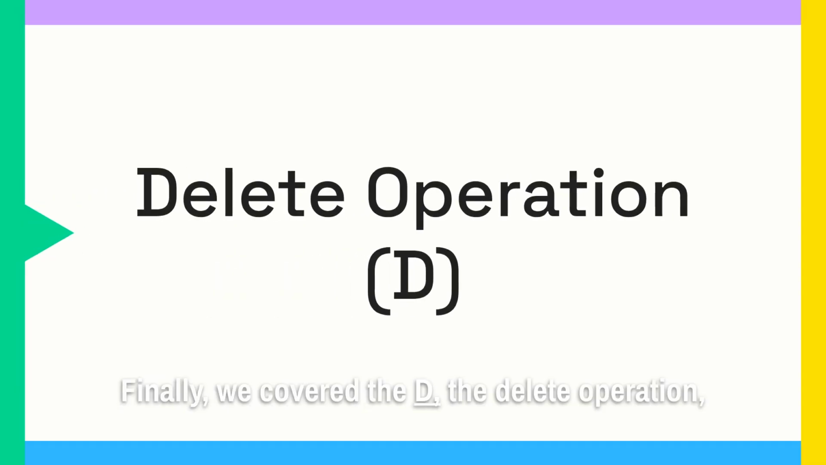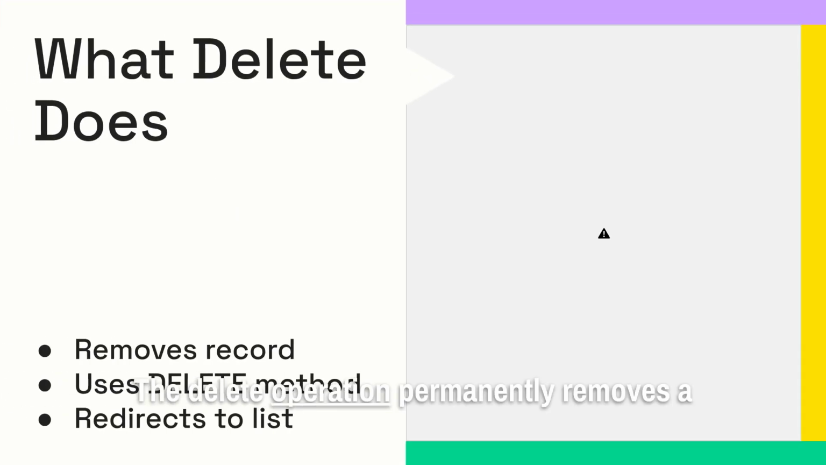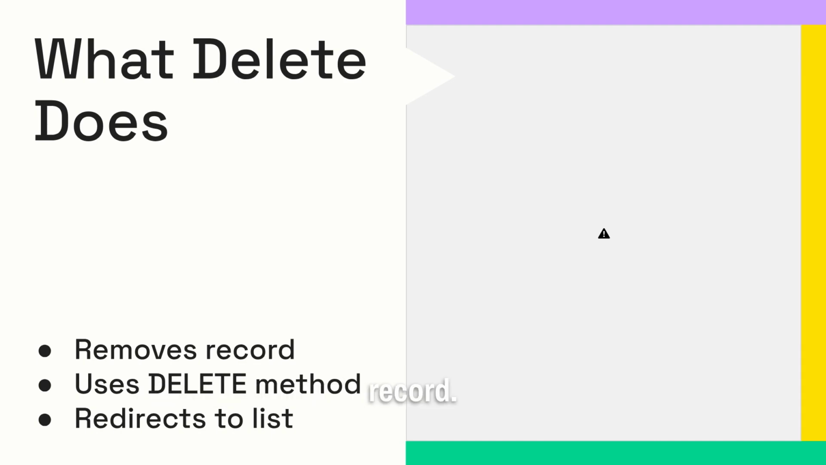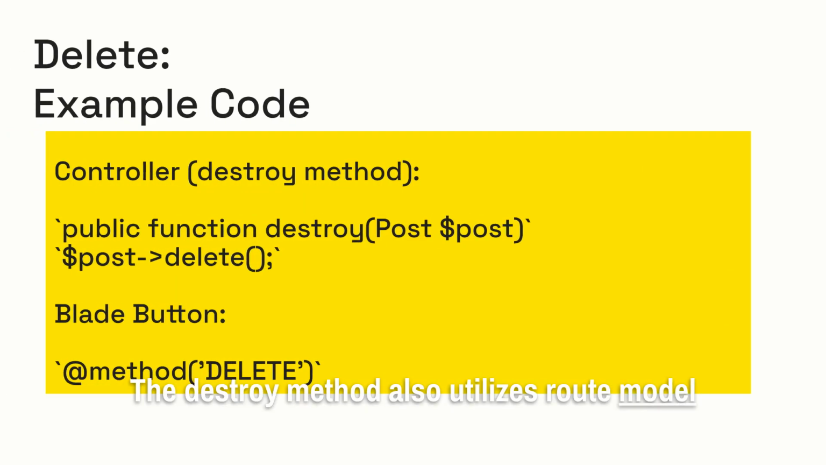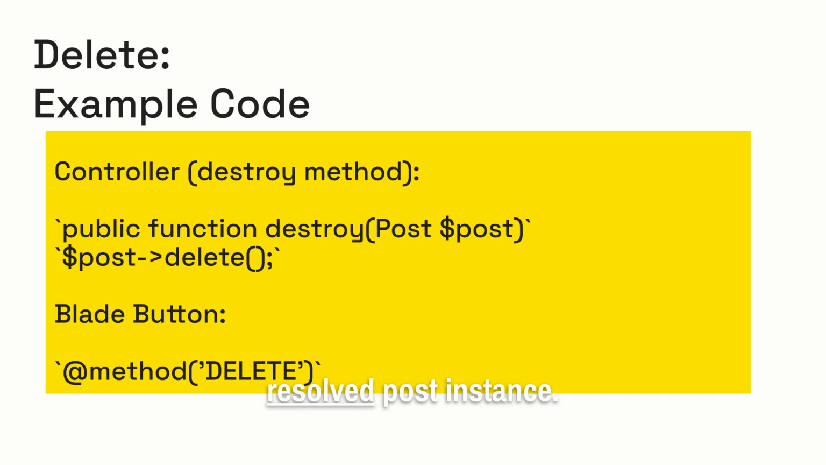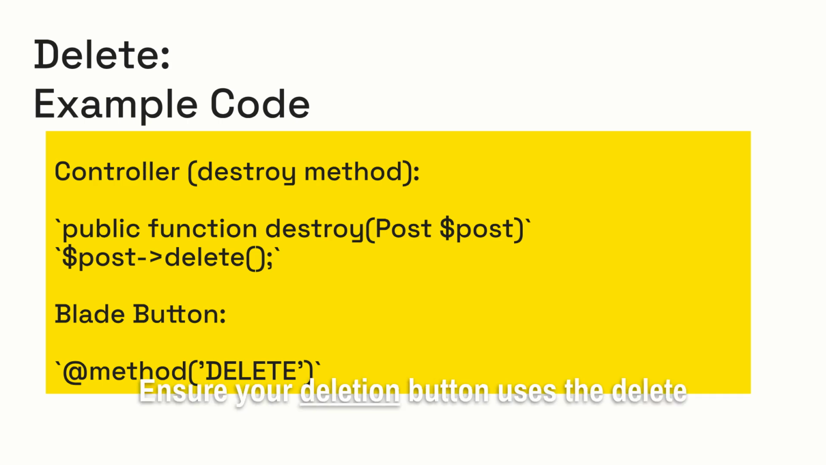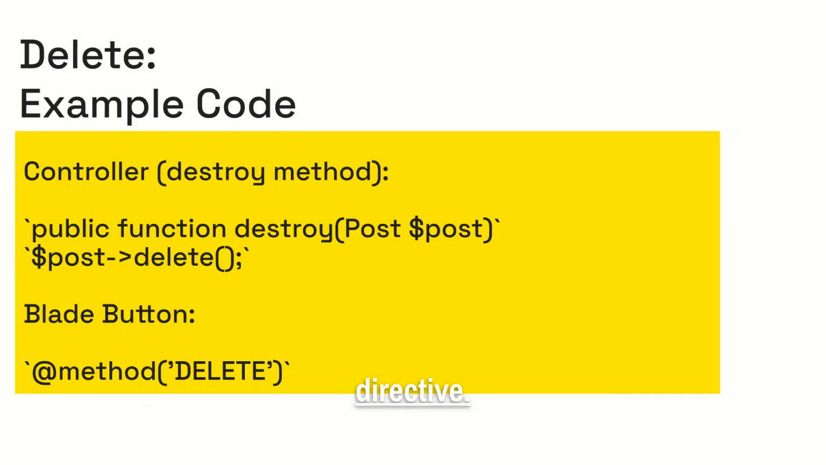Finally, we cover the D, the delete operation, which permanently removes data. The delete operation permanently removes a record. It should use the DELETE HTTP method. After deletion, the user is typically redirected back to the index or list view. The destroy method also utilizes route model binding. You simply call the delete method on the resolved Post instance. Ensure your deletion button uses the DELETE method, typically achieved using the Blade directive.